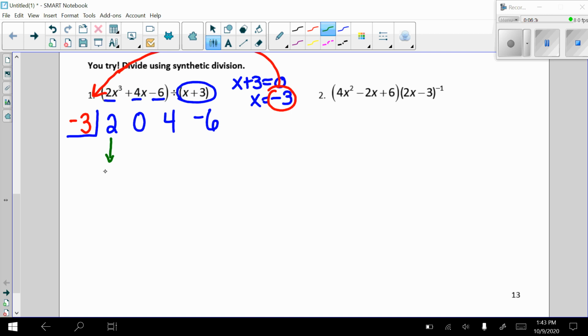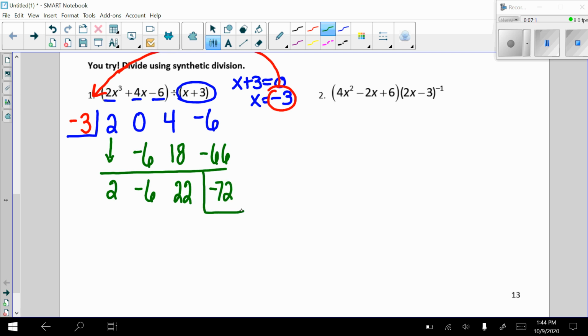Always, always, always, we bring down that first coefficient. And now remember, we're going to multiply and add, multiply and add. So negative 3 times 2 is negative 6. Add down, we get negative 6. Negative 3 times negative 6 is 18. Add down, we get 22. Negative 3 times 22 is negative 66. Add down, we get a remainder of negative 72.